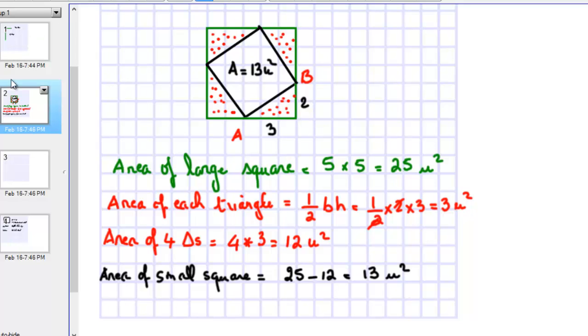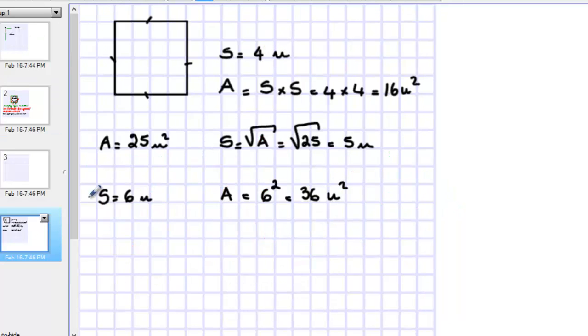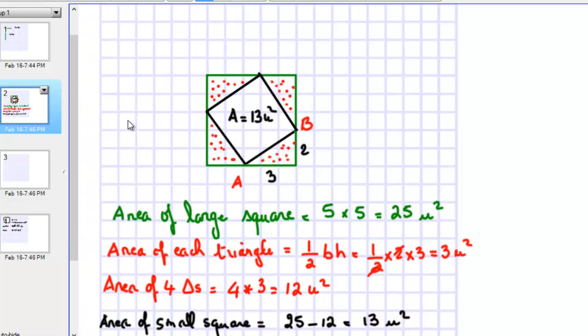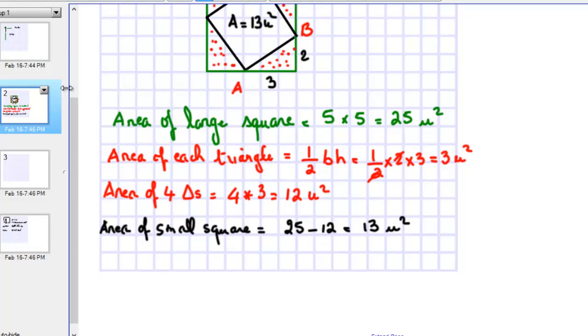And from the beginning, we said if I have the area of a square, I can find the length of the side by finding the square root of this area. So now that I have the area, 13, I can find the length of AB. I can say AB equals square root of 13 units. Someone will tell me, I don't have a calculator. You can leave the answer as square root of 13, no problem.